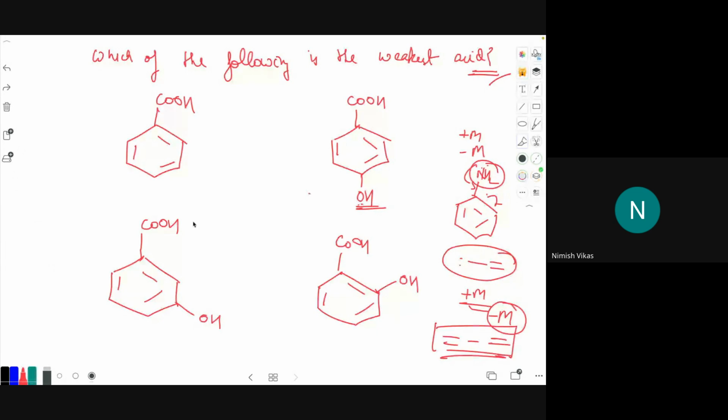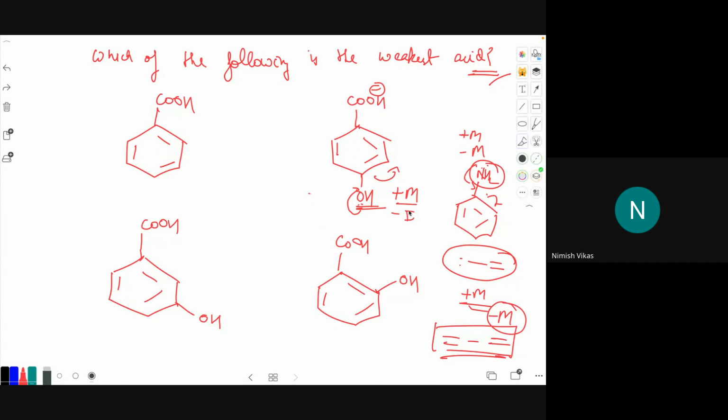So how do we check for acidity? By removing H, COO negative will come over here, right? So this will donate electron density inside. So this will show plus M over here, and it will also show minus I. They have asked for the weakest acid, right? Weakest means this will destabilize COO negative. Is that fine? What about the fourth option?